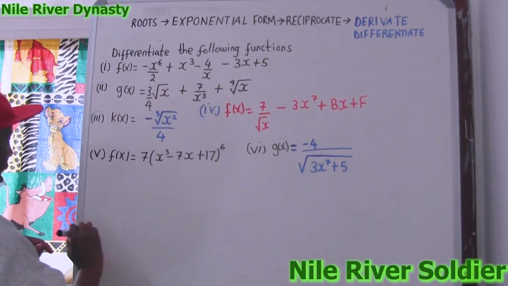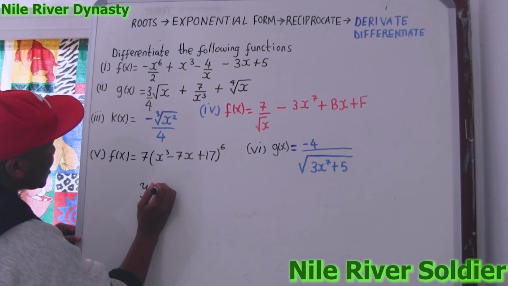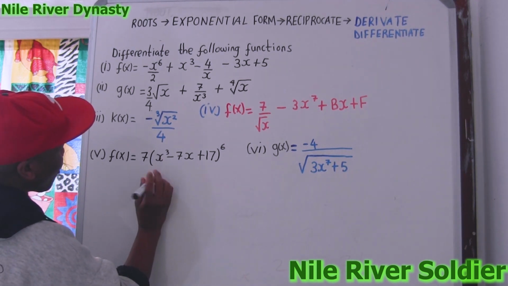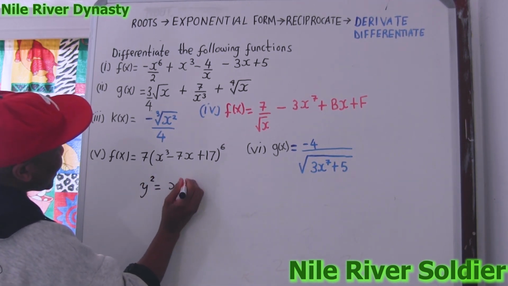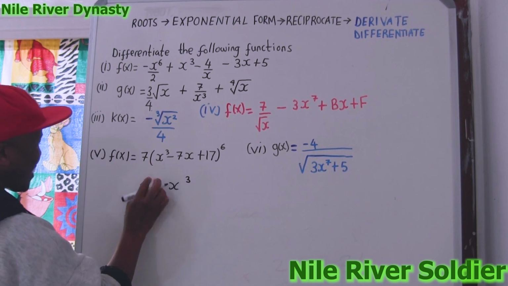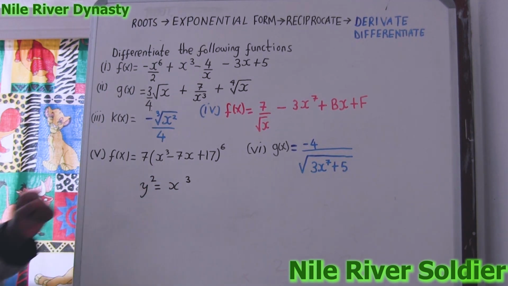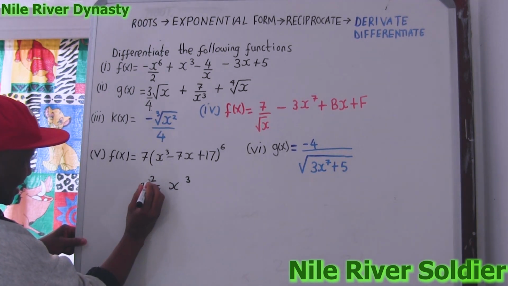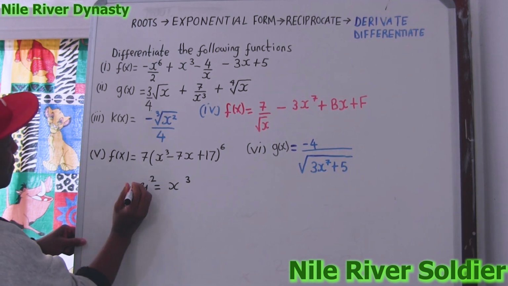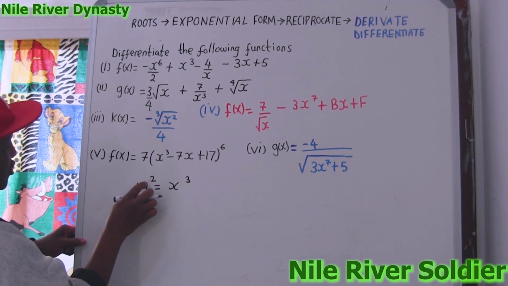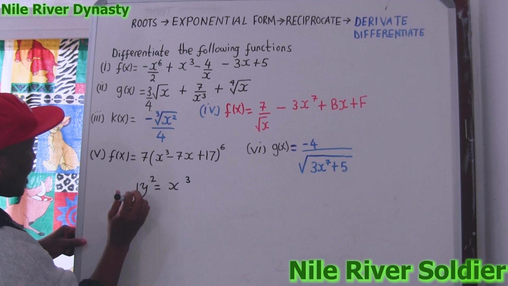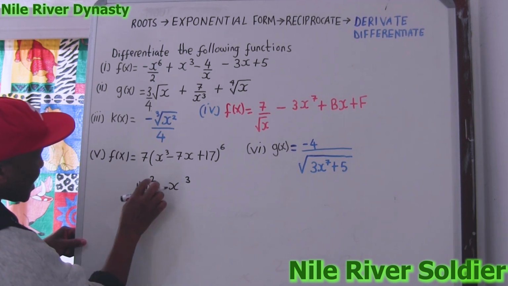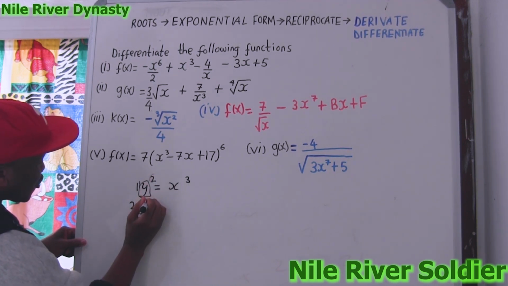If somebody gives you, let's say, y to the power of 2 equals x to the power of 3. Now let's take y to the power of 2. When you differentiate, you see this number on top? Take it to the front. If there's no number, it means there's a 1. So it's going to be 2 times y, and then drop this number and take the power minus 1. 2 minus 1 equals 1.